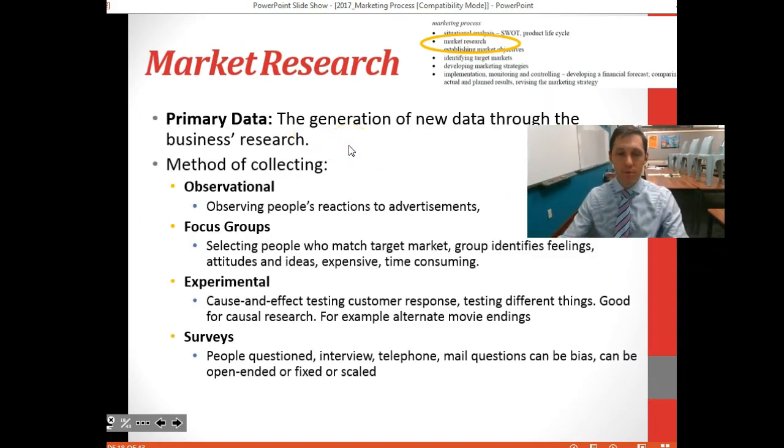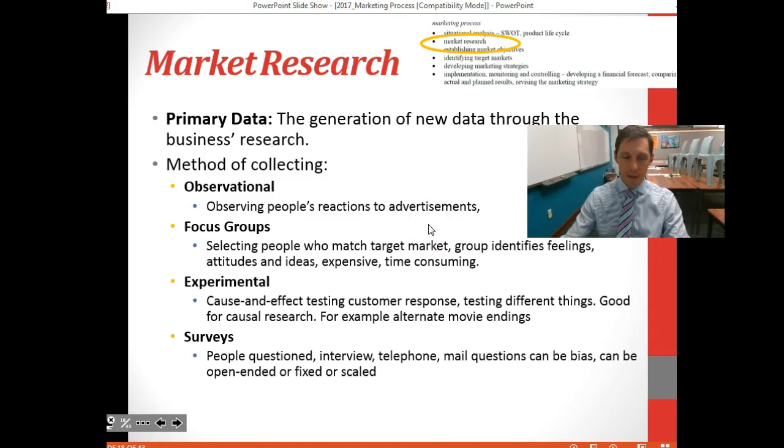It can be collected through observations, so just looking at people's reactions to advertisements, for example. That might be through a focus group, gathering people around in a room, showing them some advertisements and seeing what their reactions are. Interviews are a similar type of thing: selecting people who match certain target markets, certain demographics, asking them a series of questions, trying to gauge their interest in this particular product. Experimental research involves cause and effect, testing customer responses to different things. For example, alternative movie endings: how would you rate this ending versus another ending?